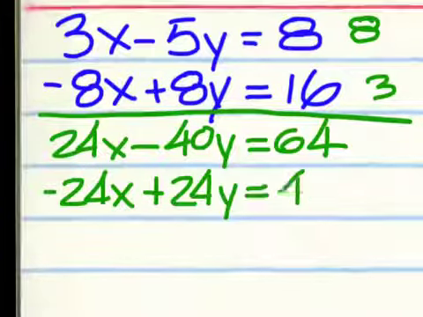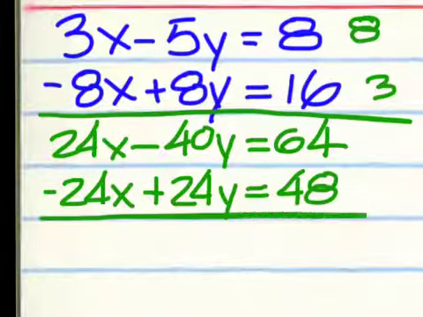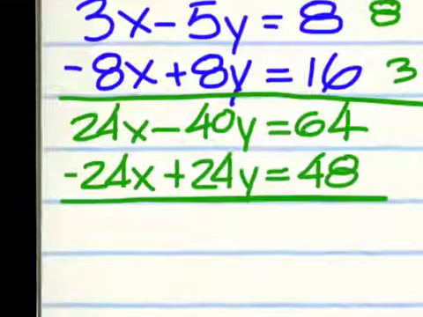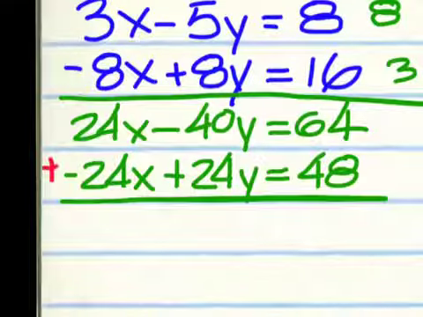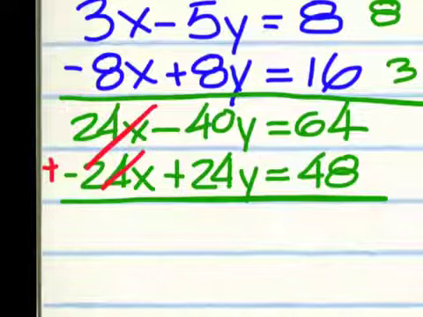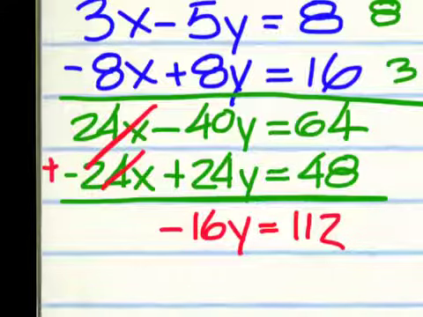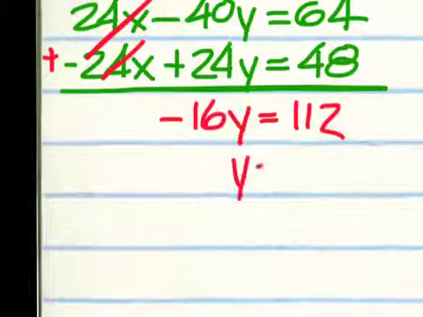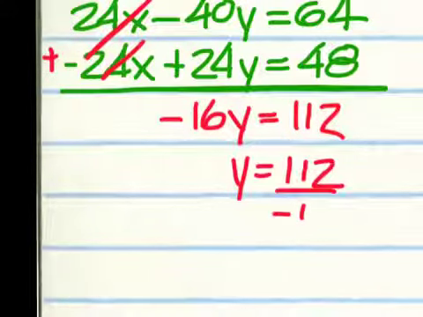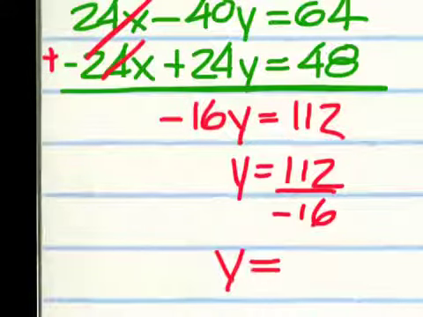And the operation we're going to need is plus. So those cancel out. And negative 40 plus 24 is a negative 16. And 64 plus 48 is 112. So divide the 112 by negative 16. So y is negative 7.